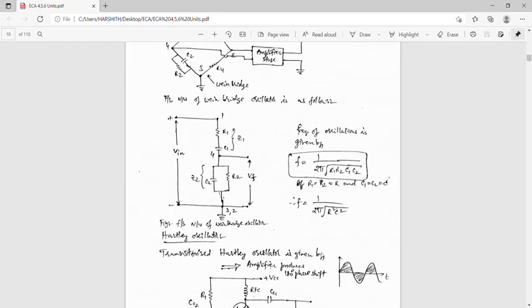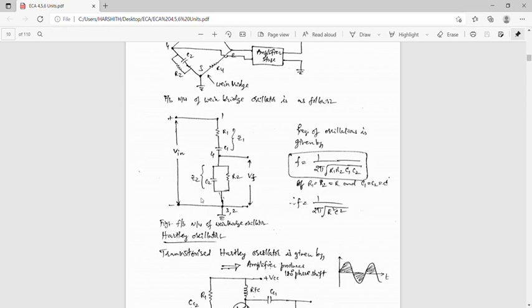Normally Z1 equal to R1 in series with C1. So Z1 equals R1 plus 1 by j omega C1, that is equal to (1 plus j omega R1 C1) by j omega C1. That is the Z1.